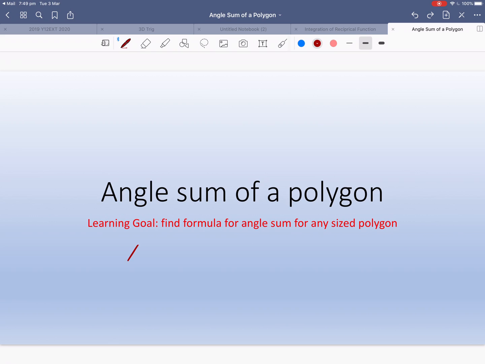I'll give you an example of one. This one. What do we call it? Triangle. Okay, and it's a polygon of three sides. 1, 2, 3. I'll give you an example of another one. This is a quadrilateral because it has 4 sides. So we call this a quadrilateral.